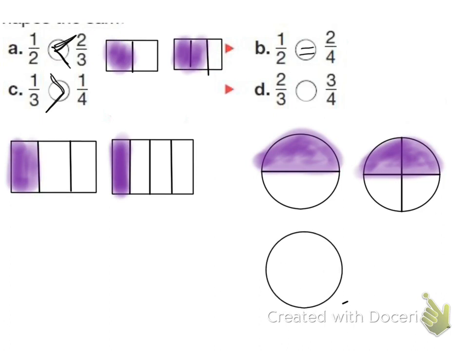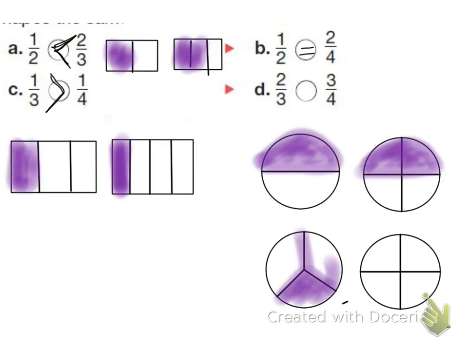I'm going to use circles again, so you can use circles or squares. So 2/3, you divide this circle into thirds, and the next one into fourths. Okay, so 2/3 and then 3/4. So you can see that 3/4 has more of the circle shaded. So 2/3 is less than 3/4.